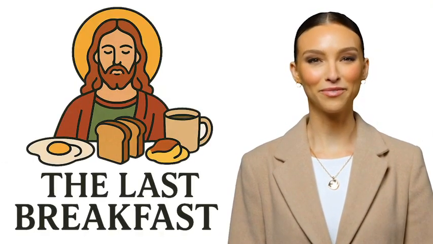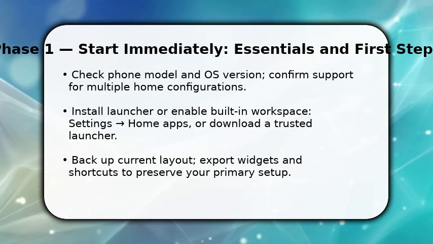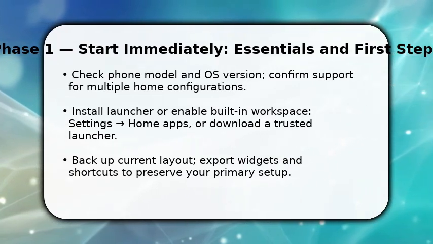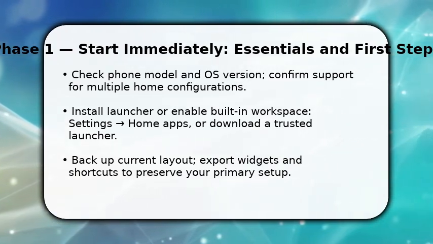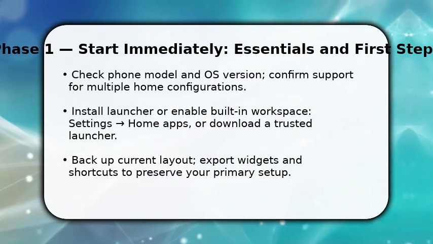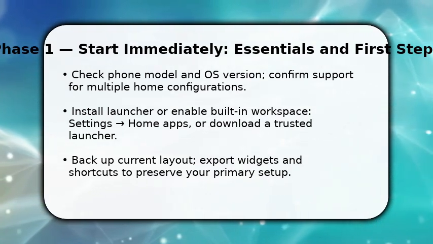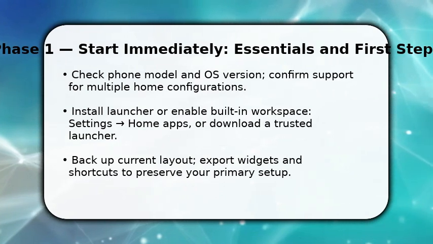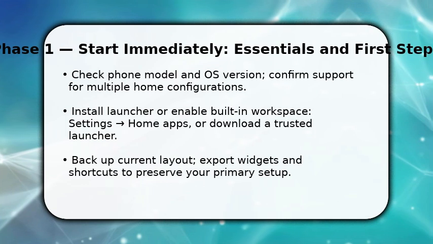Please enjoy the video. You start by confirming your phone model and Android or iOS version. Make sure multiple home setups are supported. Next, enable the splitter. Go to Settings, right arrow Home App Selection, or install a third-party launcher that supports workspaces.